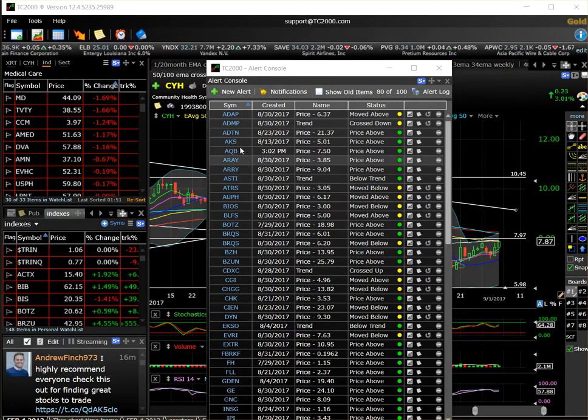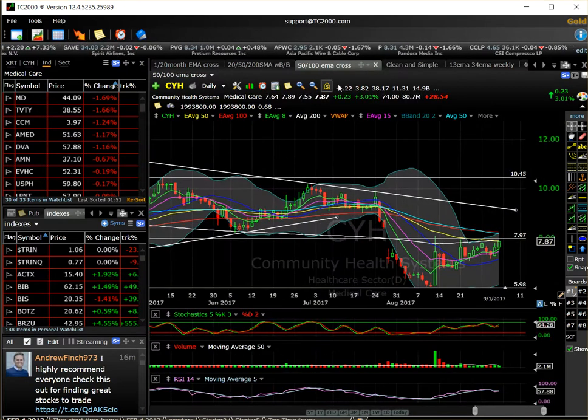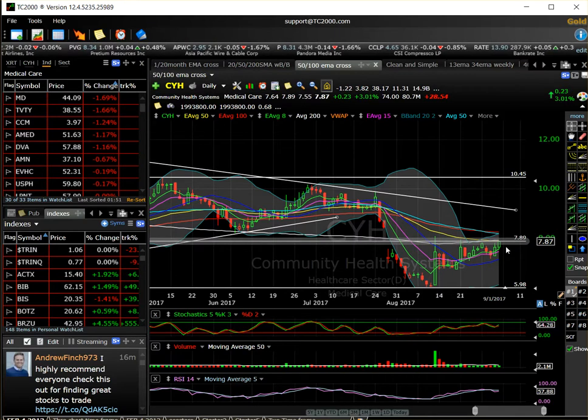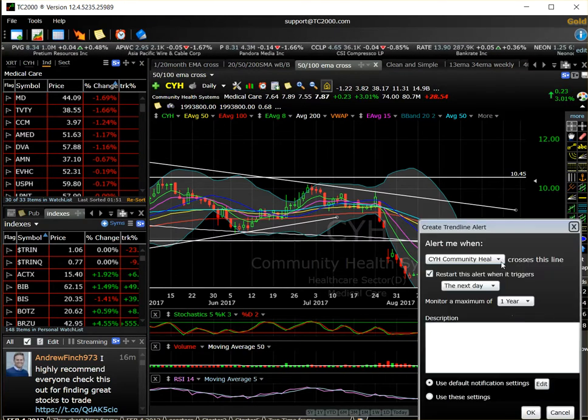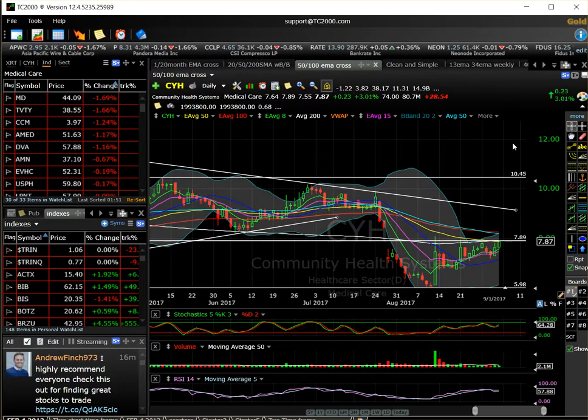This is the alert console that's popped out, and alerts are very, very simple to do. Like I said, if we go back to this CYH, and I want to be alerted if this breaks over the 200-day moving average, I just hit the alert, and boom, it's set. When I get a break over that 200-day, I'll get an alert. It sounds like I think either a car honking. Yeah, car honking. It sounds like a freeway in here at times, but very, very simple to do.